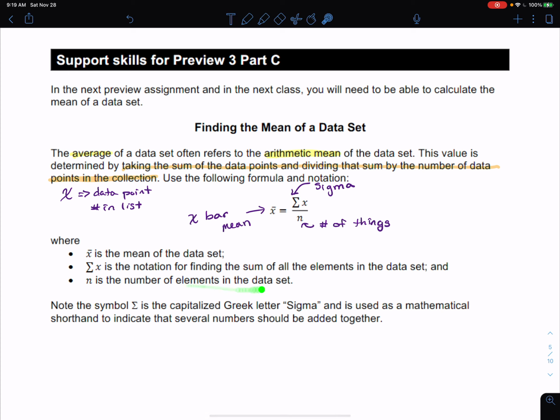So you can see they explain it in words down here. And our book also gives us a note that the symbol sigma is the capitalized Greek letter sigma and is used as a mathematical shorthand to indicate that several numbers should be added together.